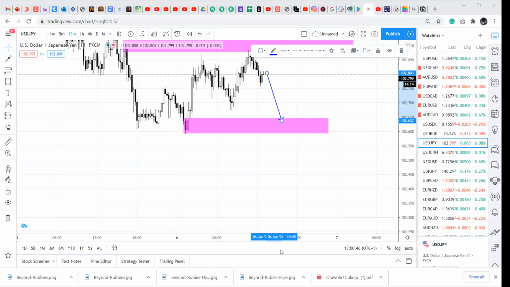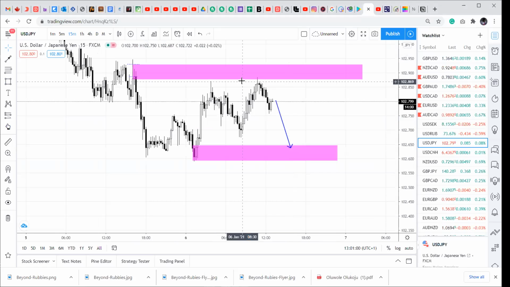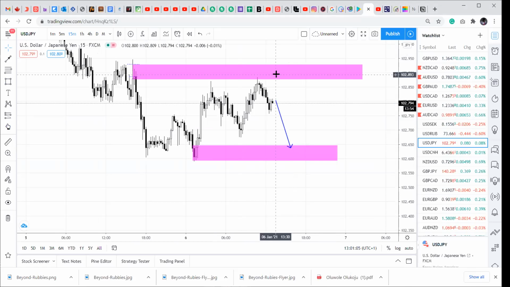I used 102.637. So 637 is somewhere here. That was what I used. And the trade is still running till now. I can easily move my stop loss into profit a bit so that in case it reverses against me, I will break even. Do you understand?